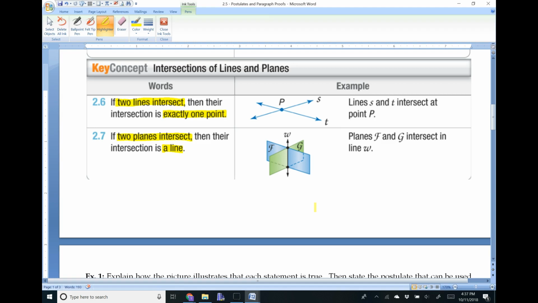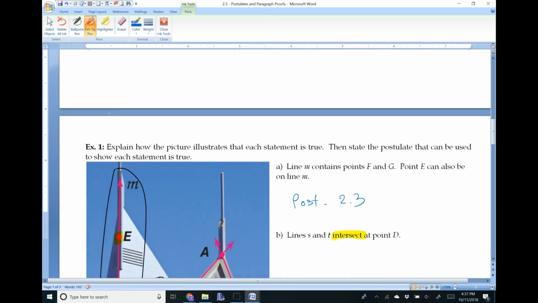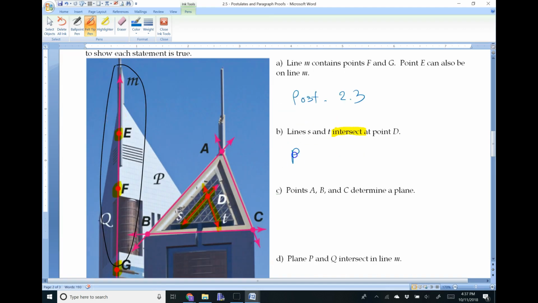Okay? I hope you guys can see it, but it is postulate 2.6, right? If two lines intersect, then their intersection is exactly 1 point. So this is postulate 2.6, okay? So we're just matching up the postulates with the scenario, pretty much.